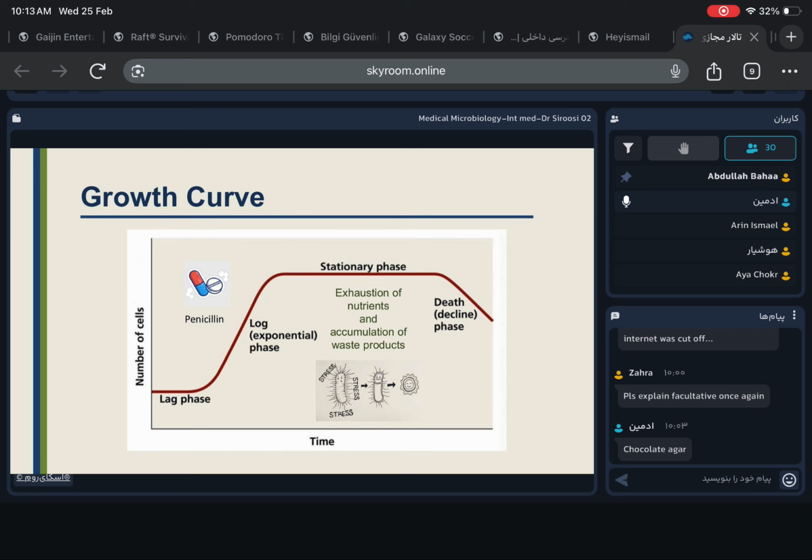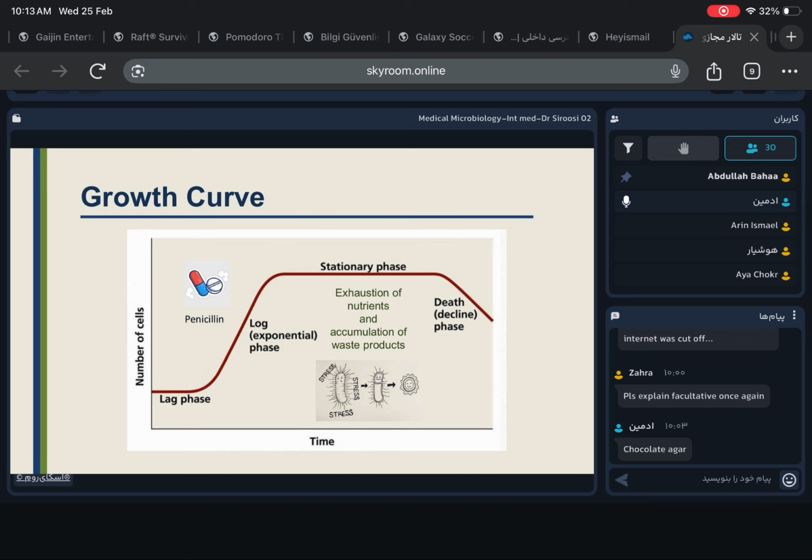The reason for this is limitation of nutrients, exhaustion of nutrients. Bacteria have been growing inside this culture medium. They have been using the nutrients in this type of culture medium. So now they have exhausted the nutrients inside the culture medium. And that's why we don't see the increase in the number of living cells.